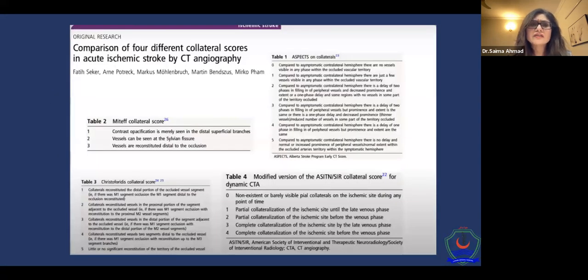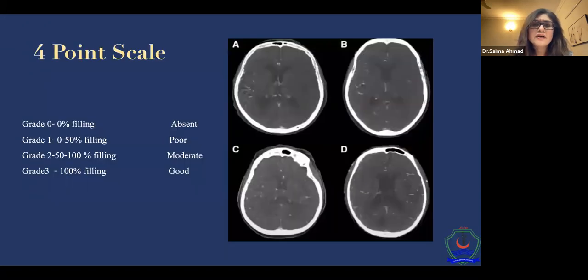So there are different methods well established in different papers about collateral scoring. But the easiest way of collateral scoring is a 4-point scale in which grade 0 is the one in which there is 0% filling, so the whole collaterals are absent. And then grade 3 is 100% filling. In between, there are grades 1 and 2, less than 50% and more than 50% of the filling.